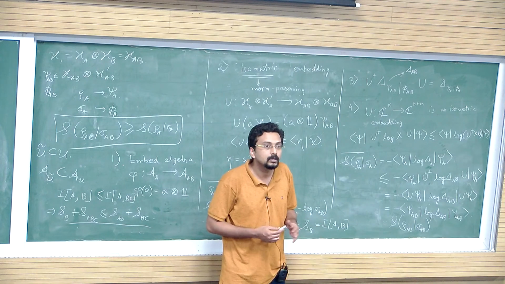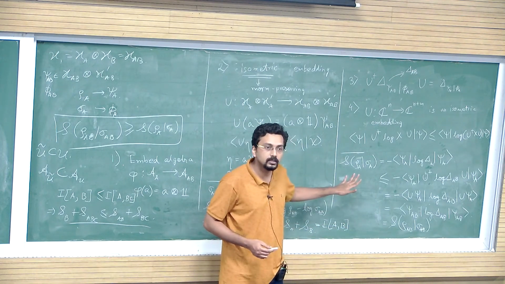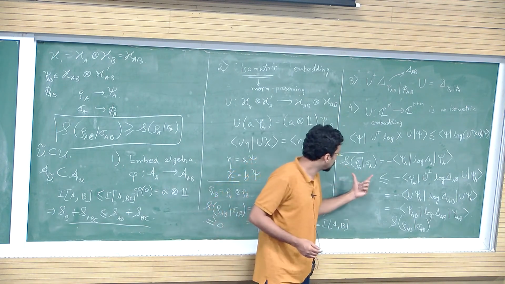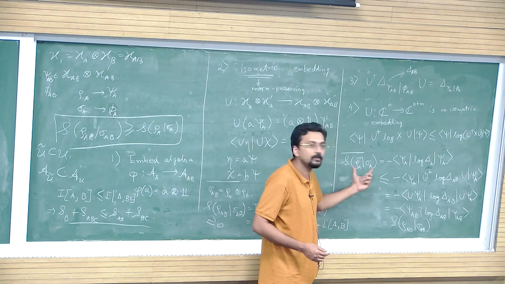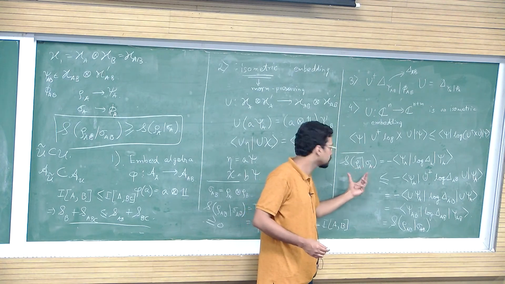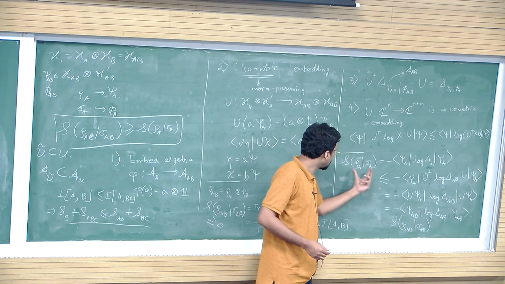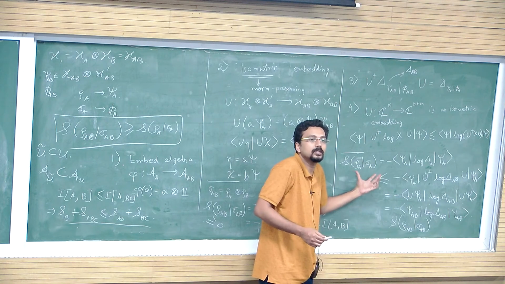What is your question? What do you mean, monotonicity? Monotonicity basically tells you that if you have a smaller system, like, I mean, if you have more things, things will be entangled more.